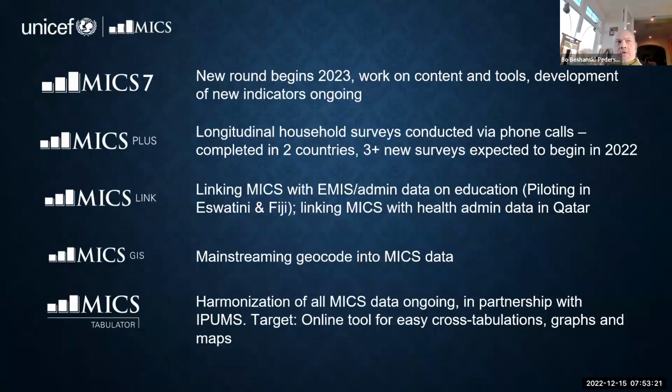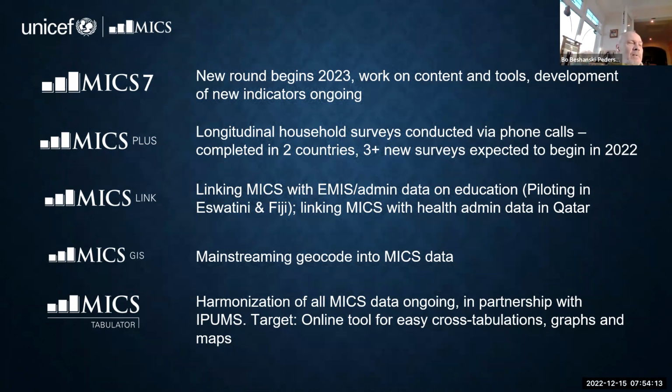So MICS is not just about our core work in the household survey program itself. That's basically the very first bullet here, where it says MICS7. But we have what we tend to call a family of products. We also do MICS Plus, which is a survey over the phone. We do MICS Link, at least what we call it, where we try to connect the MICS data to administrative data. We do what we call MICS GIS, which is to geocode the MICS data so that further analysis can be done, and what we know as small area estimation can be performed to create more disaggregated data than what a household survey can do.